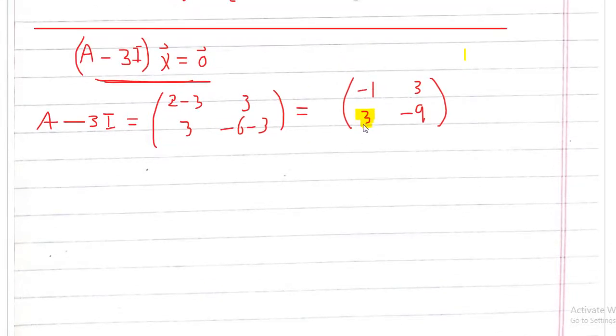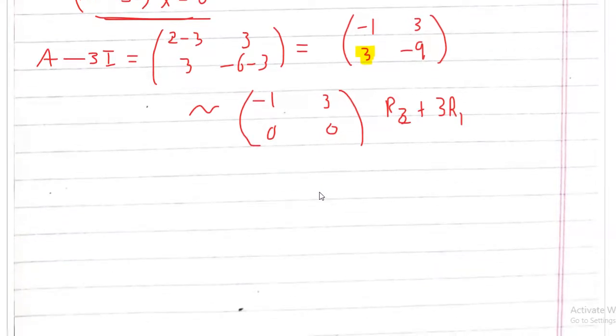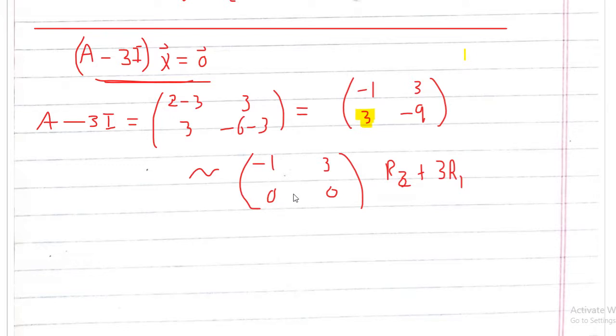I can use this minus 1 to make this 3 zero. What operation should I use? My operation should be R2 plus 3R1. If I multiply the first row by 3 and add it here, 3 into minus 1 is minus 3, plus 3 is 0, and 3 into 3 is 9, minus 9 is 0. So again you see, one row becomes 0. Otherwise, if you get 1 3 0 1 here, your only solution is 0, and 0 is not acceptable. So definitely one of them will give you 0.